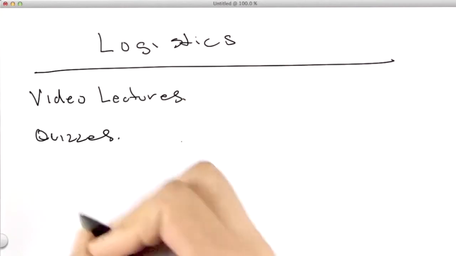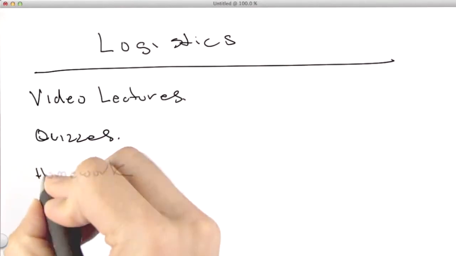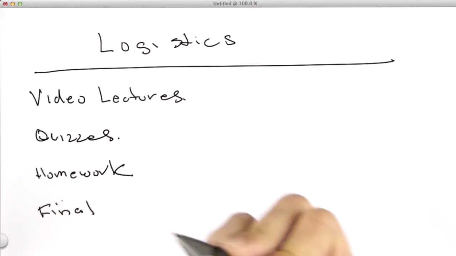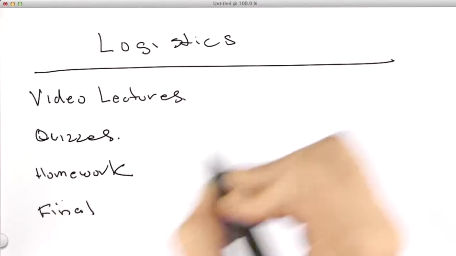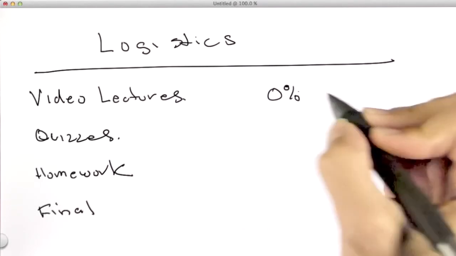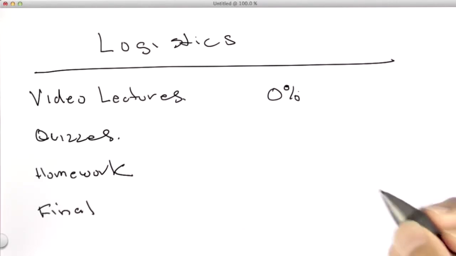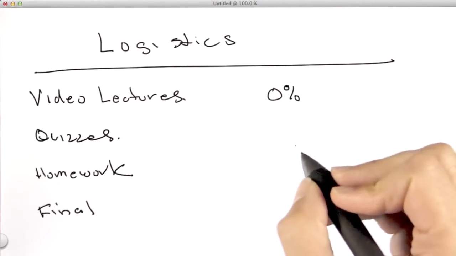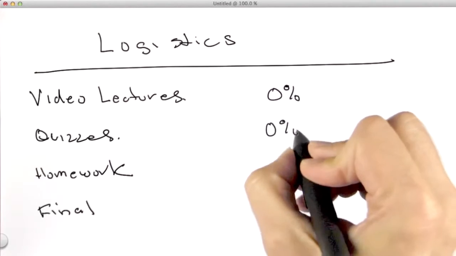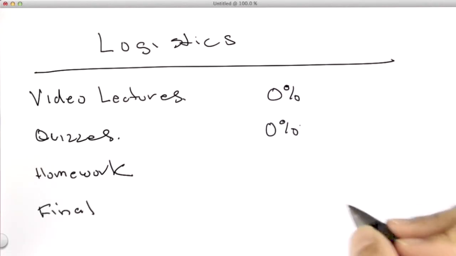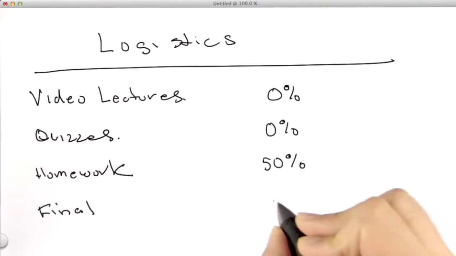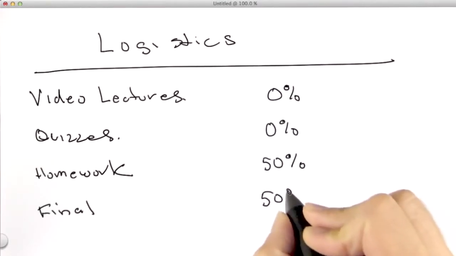At the end of each week, you're going to have a homework assignment. And then at the end, there is going to be a final exam. Now, the video lectures, in terms of your grade, they do not count, so they count for 0% of your grade. You can watch them or not, but we recommend it because that's really the meat of the class. The quizzes count for 0%. They're meant as little learning checks to make sure that you understand it, as I said earlier. And the homeworks count for 50% of your grade, and the final exam counts for 50% of your grade.